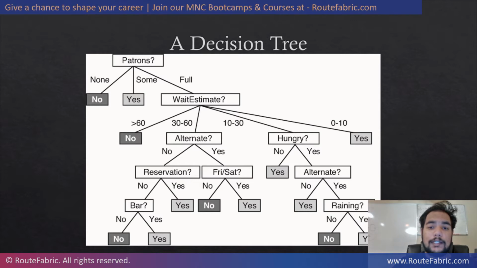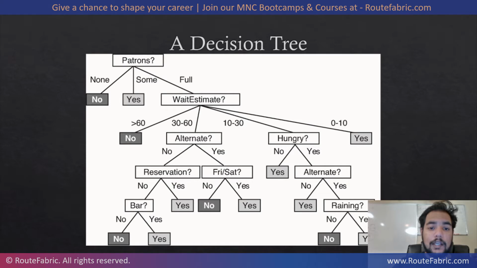Now you go into the subsection of the decision tree. Now we see if the wait is greater than 60 minutes, between 30 to 60 minutes, between 10 to 30 minutes, or between 0 to 10 minutes. If it's greater than 60 minutes, according to the data, you will not stay at the restaurant, you will not wait for your table. If it's between 30 to 60 minutes, then you go into another branch of the tree. But if the time is between 0 to 10 minutes, you will wait for your table. And we go till the end.